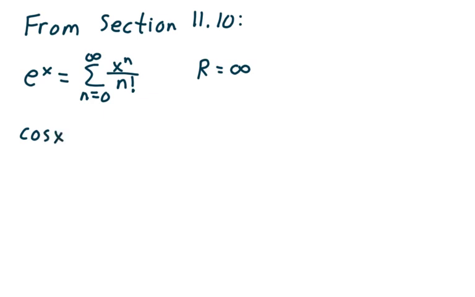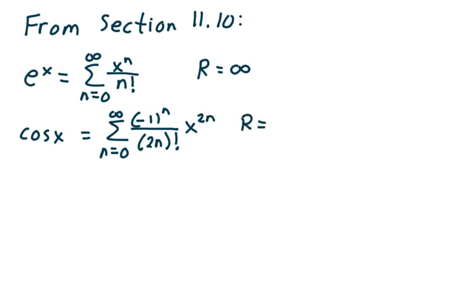Cosine x. This is the summation from n equals 0 to infinity of negative 1 to the n divided by 2n factorial times x to the 2n. The radius of convergence is also infinity.